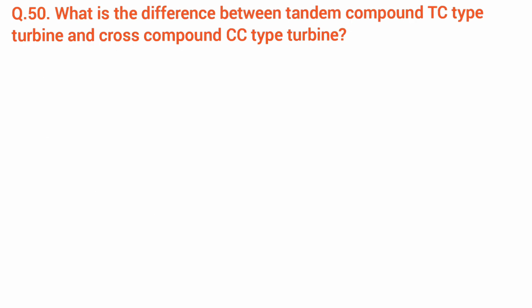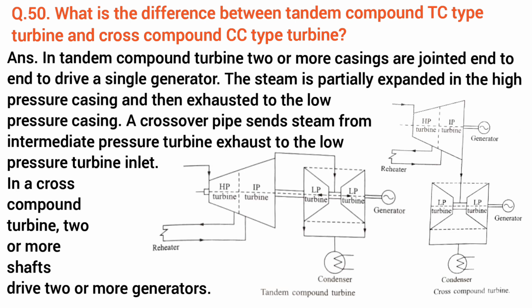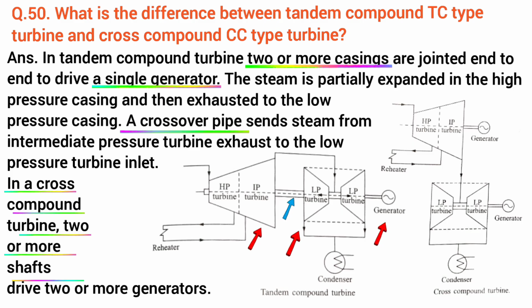What is the difference between tandem compound TC type turbine and cross compound CC type turbine? In a tandem compound turbine, two or more casings are joined end to end to drive a single generator. The steam is partially expanded in the high-pressure casing and then exhausted to the low-pressure casing. A crossover pipe sends steam from the intermediate pressure turbine exhaust to the low-pressure turbine inlet. In a cross-compound turbine, two or more shafts drive two or more generators.